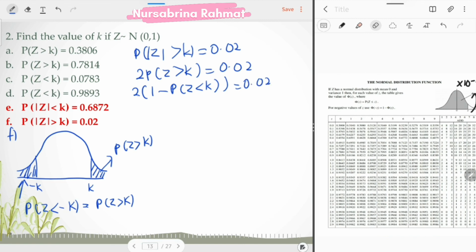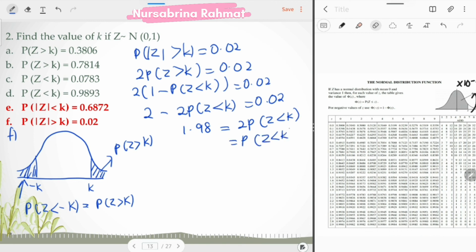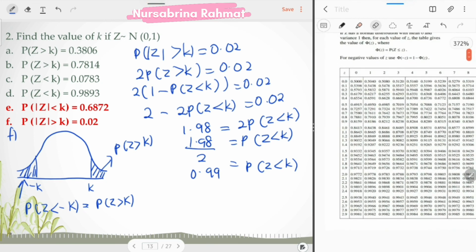So 2 times (1 minus P(z < k)) equals 0.02. Let's expand the one on the left. So 2 minus 2P(z < k) equals 0.02. Okay, I'm going to move all the numbers to one side. So 2 minus 0.02 is equal to 1.98, which equals 2P(z < k). So P(z < k) is simply 1.98 divided by 2, which is 0.99. So 0.99 equals P(z < k).